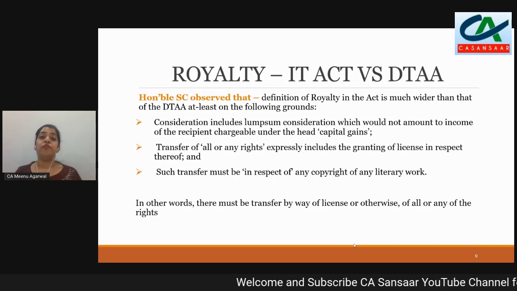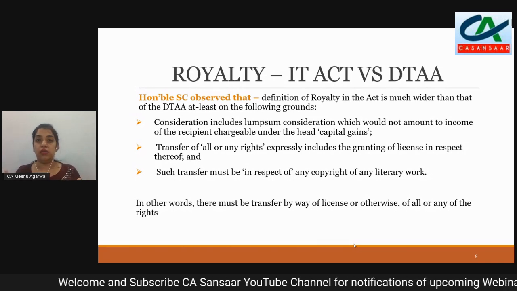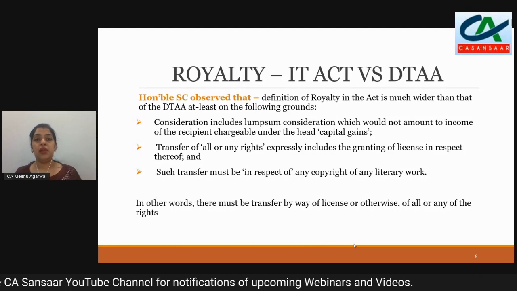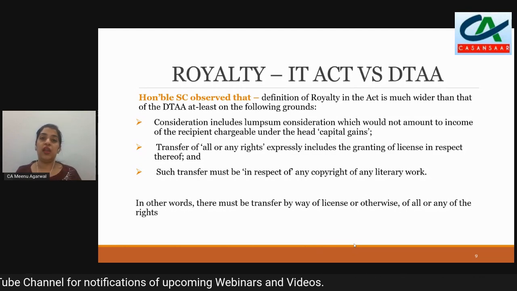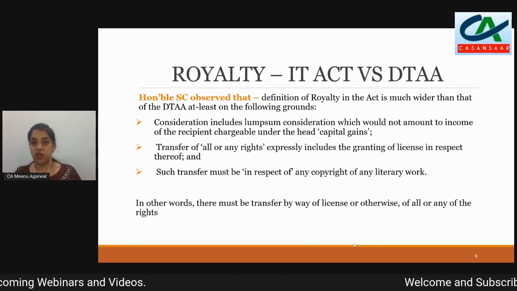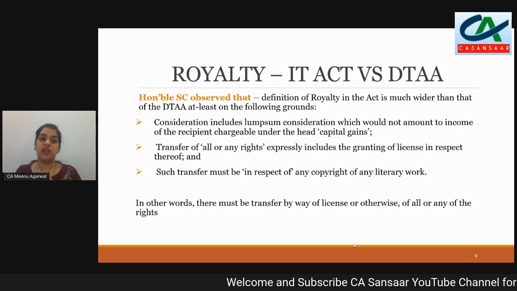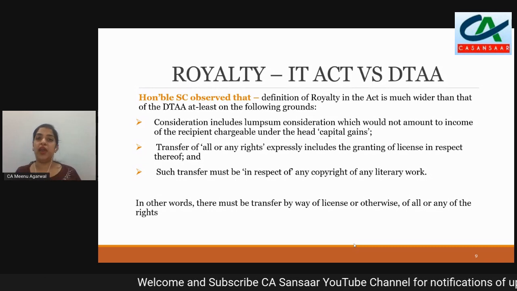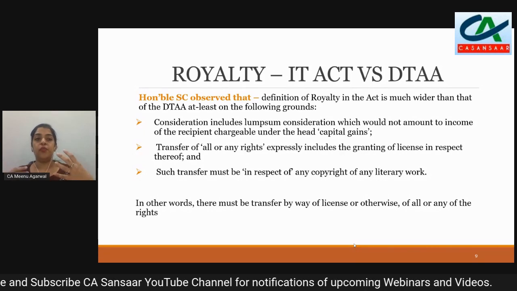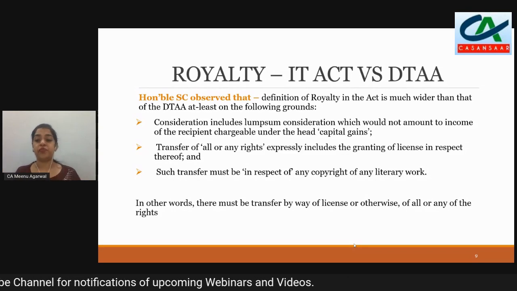How is that? The court said that at least on the following grounds, you can say that the definition of royalty is wider in the Act. It meant that the definition of royalty in the Act includes a consideration which includes a lump sum consideration. It includes the granting of license in respect of any copyright or any literary work, which the DTAA does not. So these pointers are not available in the DTAA but are in the Act.